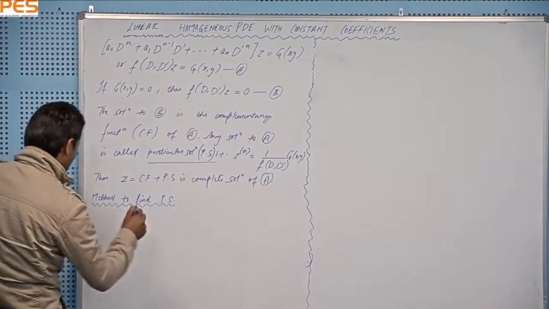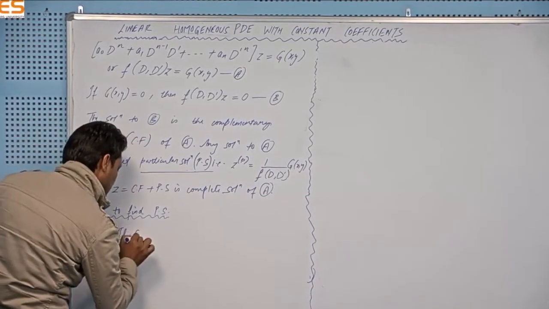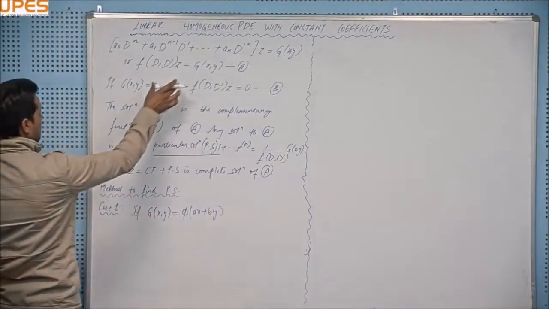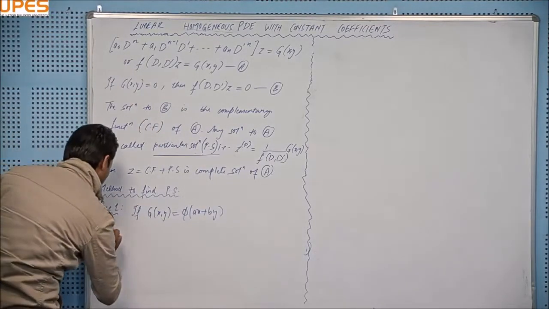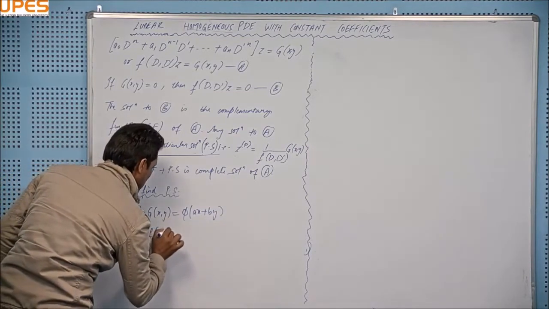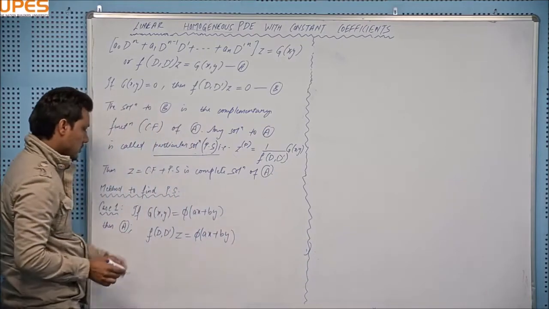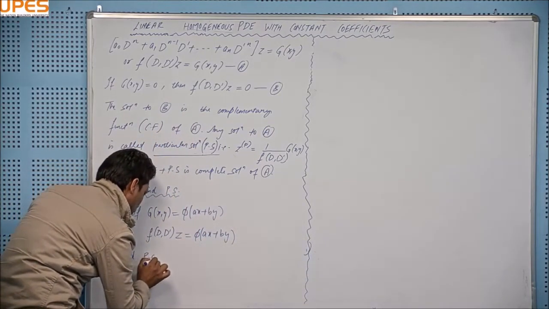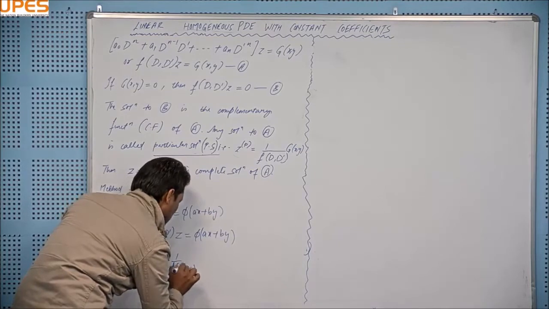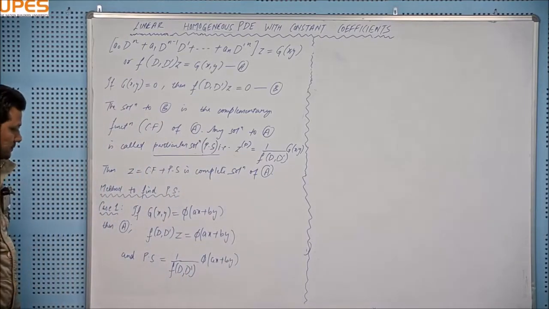So case 1: if the right hand side g(x, y) is equal to phi(ax + by), then equation A becomes f(D, D') z equal to phi(ax + by), and the particular solution is then given by bringing this operator over here: 1 upon f(D, D') phi(ax + by), right?